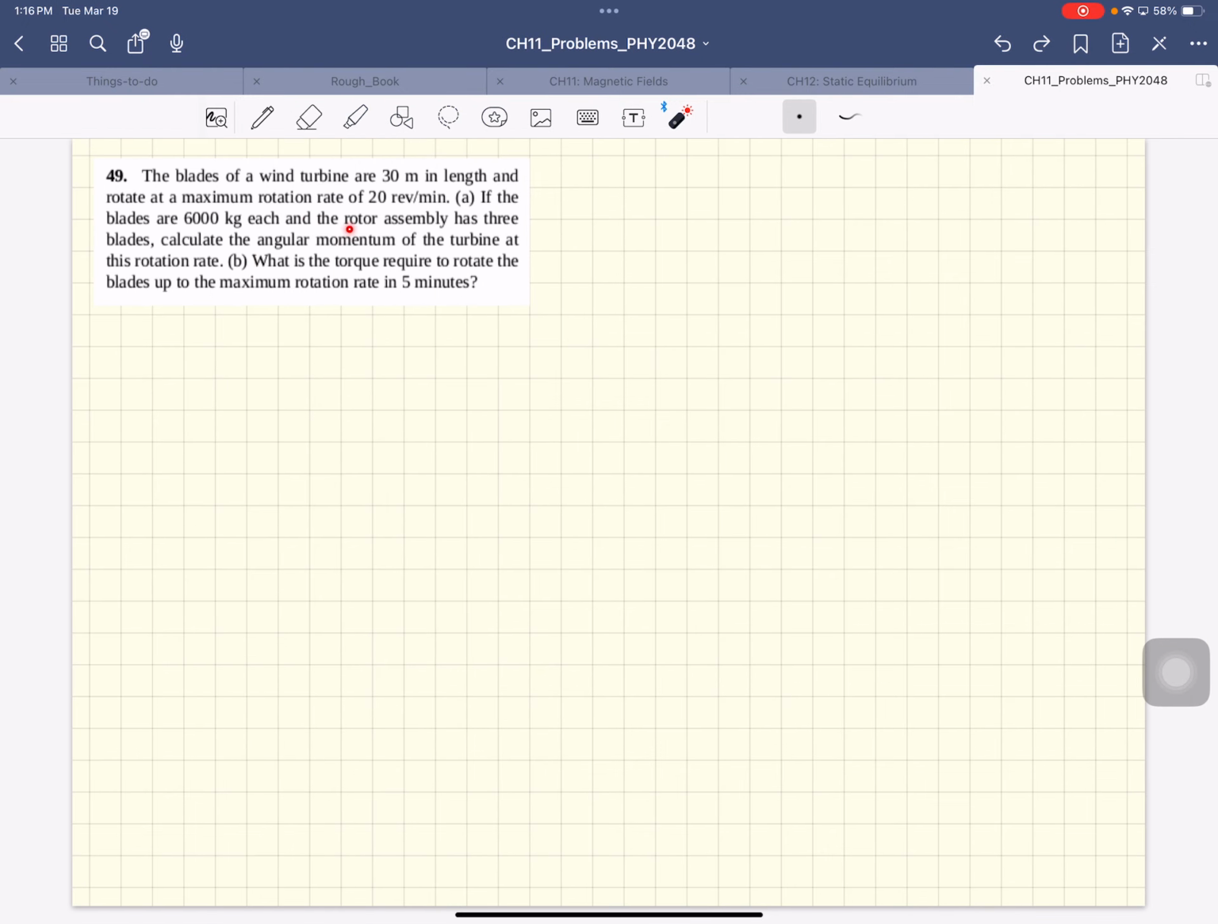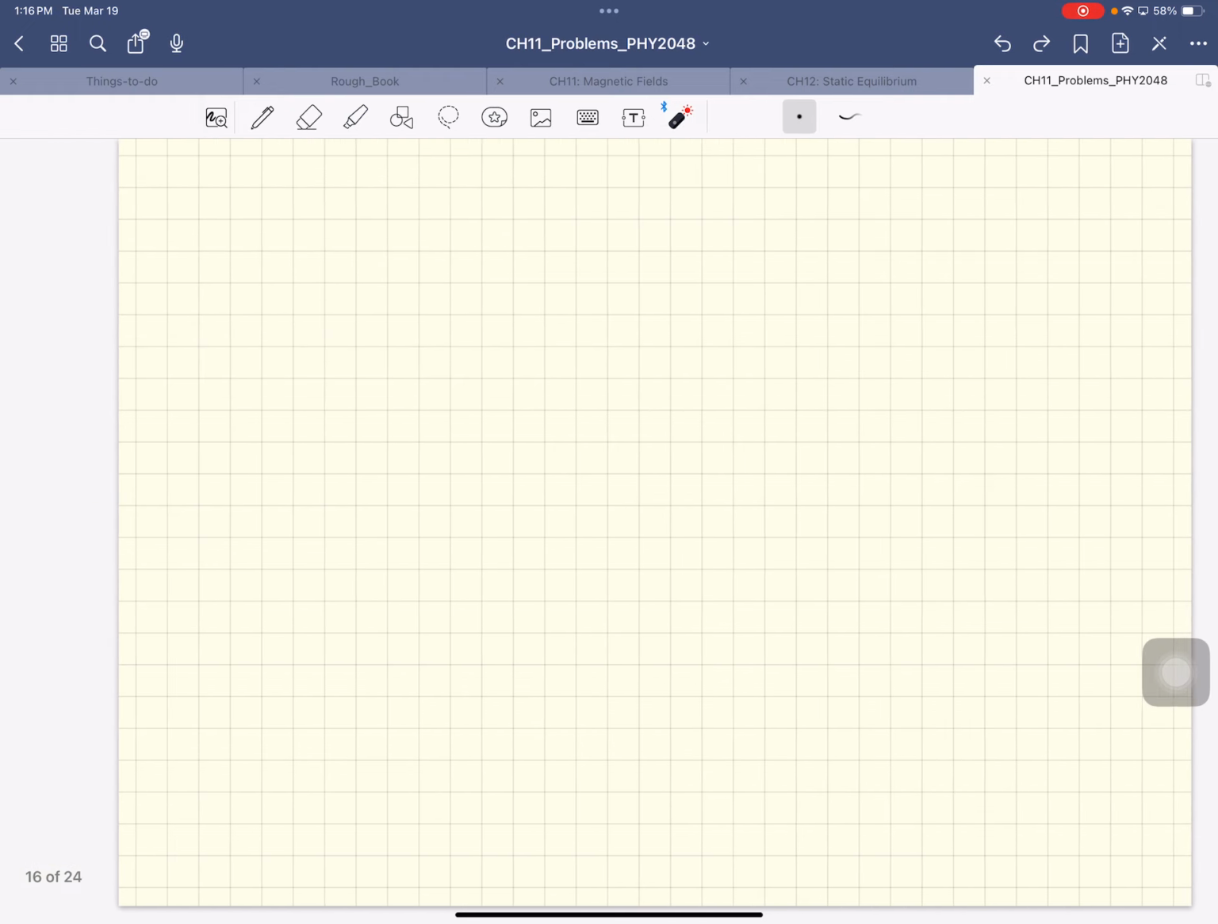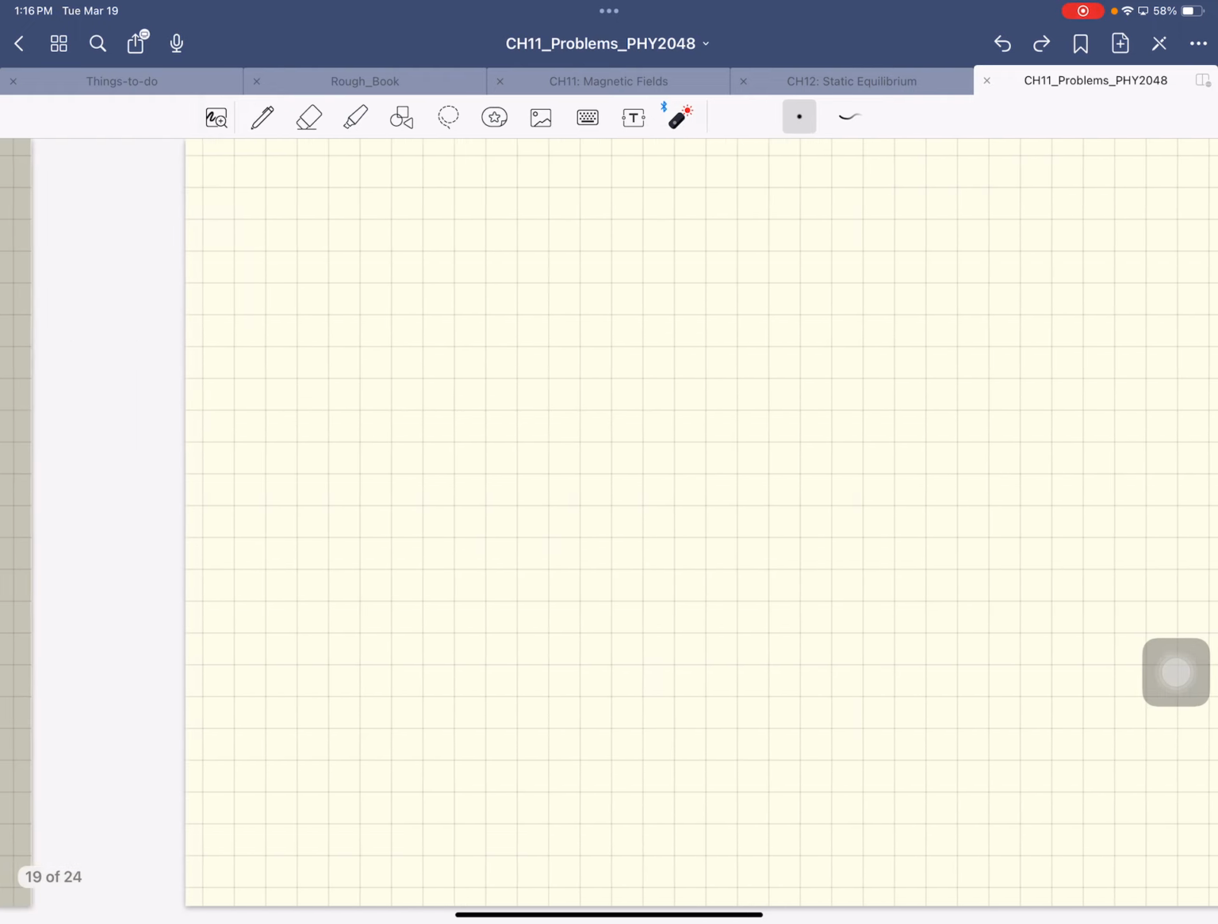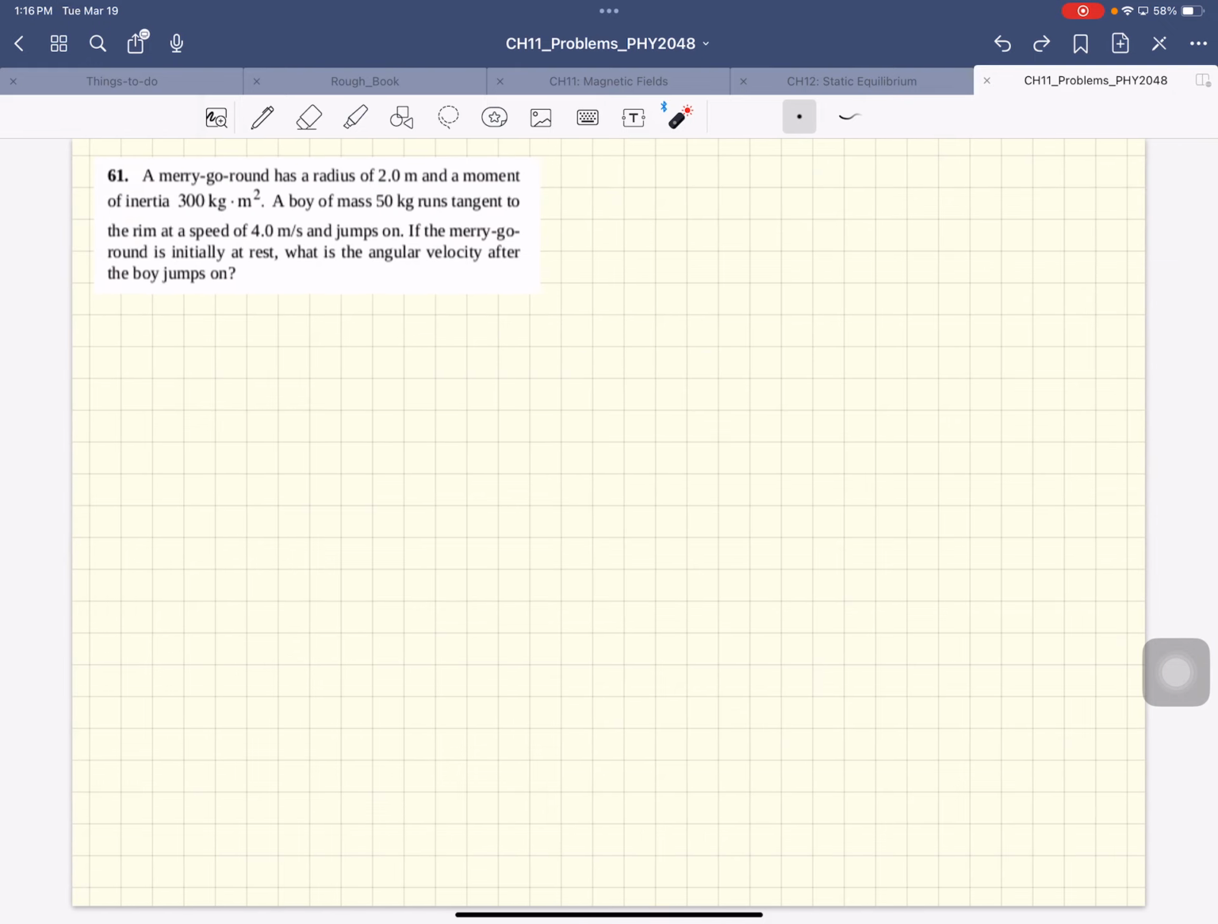All right, make sure you understand this problem as well. That's going to be on the exam. So let's do the merry-go-round. I think the merry-go-round might be on the exam as well. All right, so a merry-go-round has a radius. Don't hold me to it.